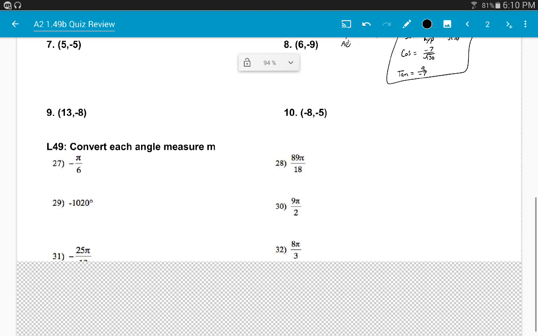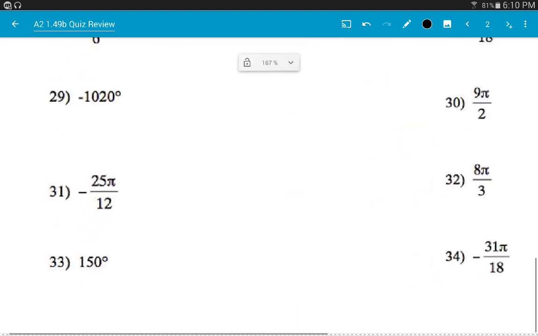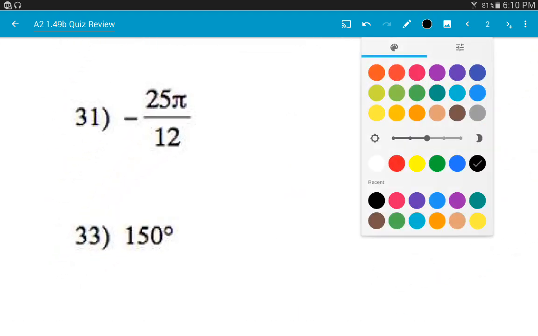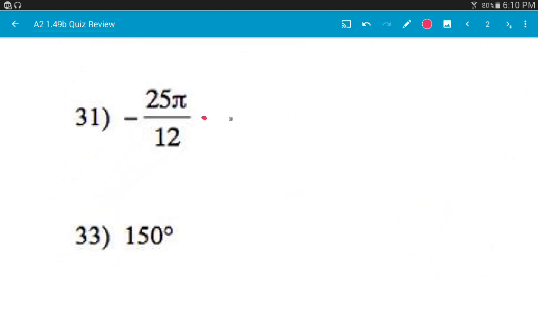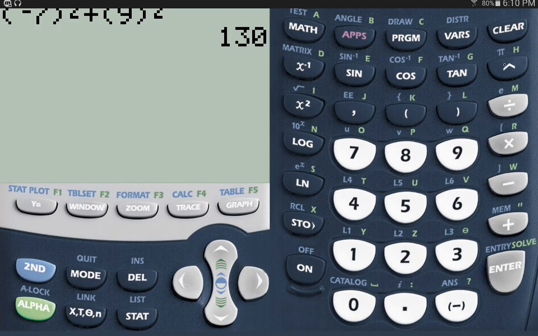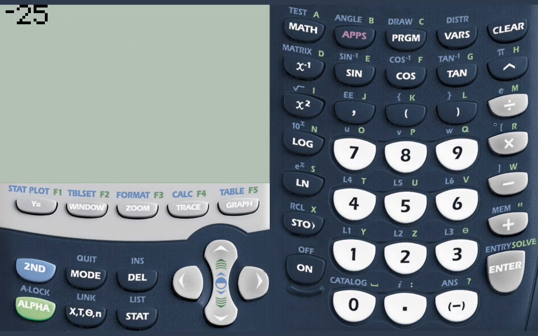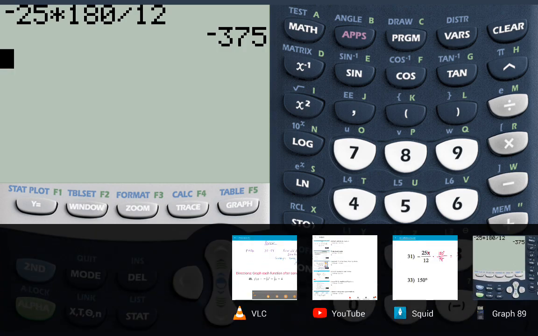Last section, convert angle measure. We'll just do 2 of these, let's say 31 and 33. We want to multiply by, keep the pi on the bottom, so these will cross out, and that means 180 degrees goes on top. And I'll just do this in the calculator now. Negative 25 times 180 over 12. Negative 375 degrees.